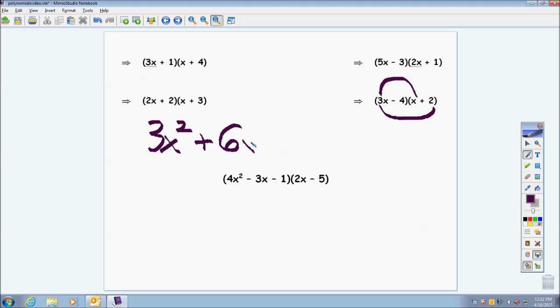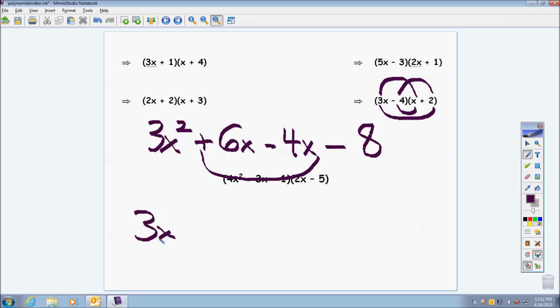FOIL is really, like I said in class, just a double distribution. That's all it is. But it's just a set pattern. I like it because you're always remembering to multiply everything by everything at least twice. Whereas sometimes distribution can get a little confusing. So you do this, it's just a set way. You're going to get 4 terms every time. Okay, so combine your middle terms. So you're going to get 3x squared plus 2x, 6x minus 4x is 2x, minus 8. And we're done.